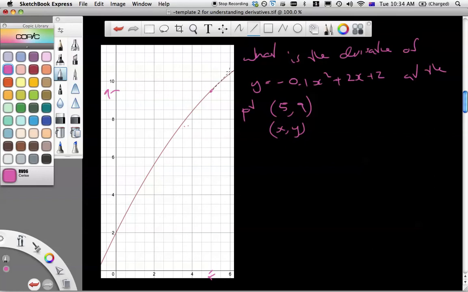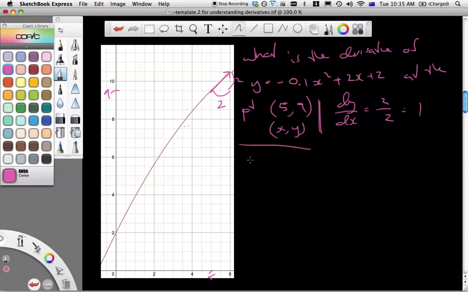So I'm going to go like that. That looks pretty in line with the graph to me. And then how high above is the front? Let's just count the boxes. It's just 2. How far is the back? 2. So we can go dy over dx equals 2 over 2. 2 divided by 2 equals 1.